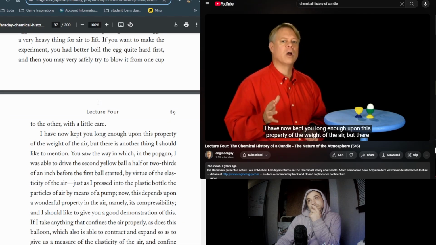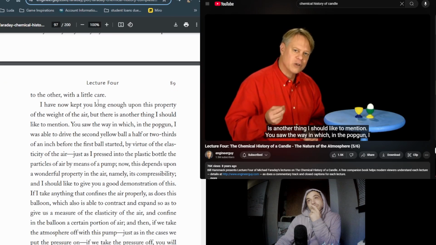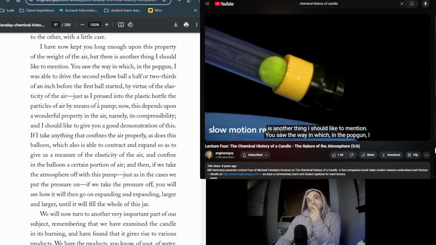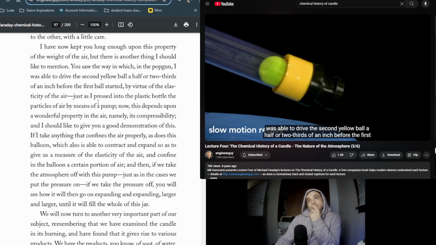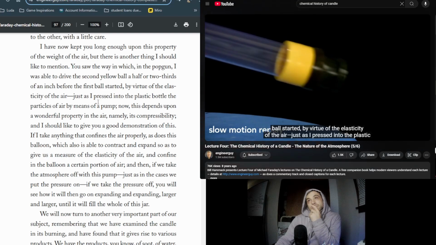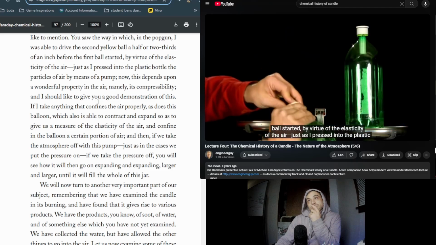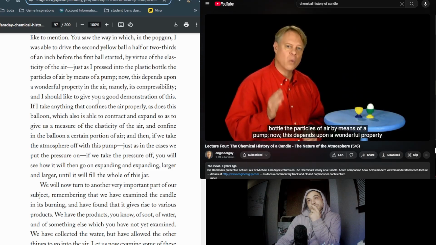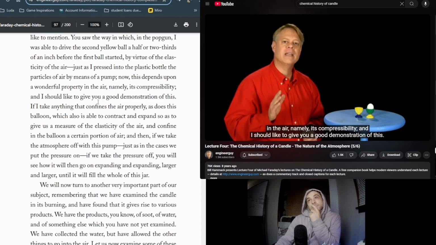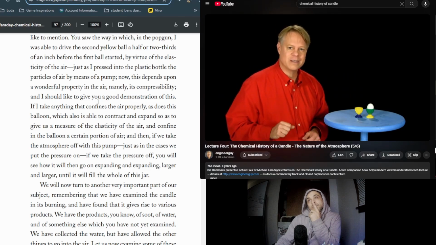I have now kept you long enough upon this property of the weight of the air, but there's another thing I should like to mention. You saw the way in which, with the pop gun, I was able to drive the second yellow ball a half or 2/3 of an inch before the first ball started, by virtue of the elasticity of the air. Just as I pressed into the plastic bottle the particles of air by means of a pump, now this depends upon a wonderful property in the air, namely its compressibility. And I should like to give you a good demonstration of this.